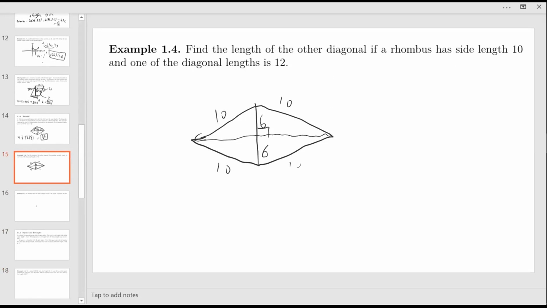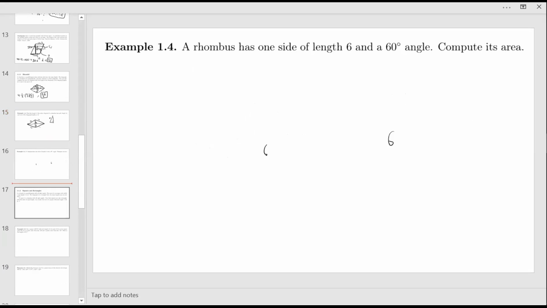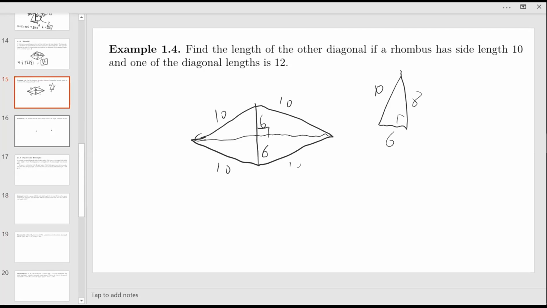and this is 6 because they bisect each other. So now notice that if we just look at this triangle, we have a right triangle with hypotenuse 10 and one leg 6. If you remember, this is just like a 3, 4, 5 right triangle. So 6, 8, 10 is just a times 2 scale of that. So the other side is just 8. So this is 8, this is 8. They're asking the length of the other diagonal. That's just 8 plus 8, which is 16.